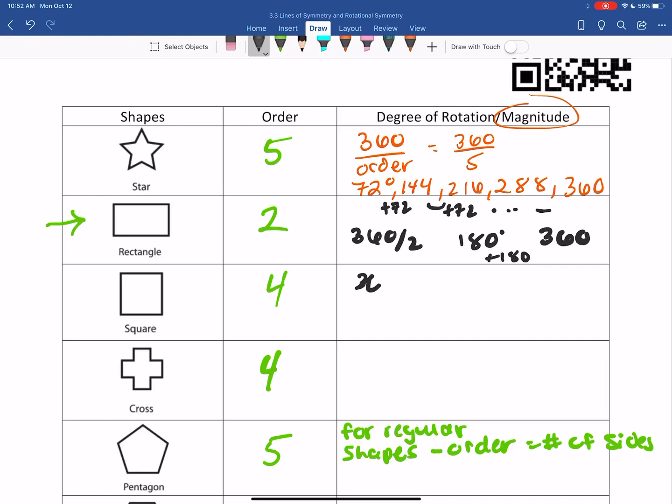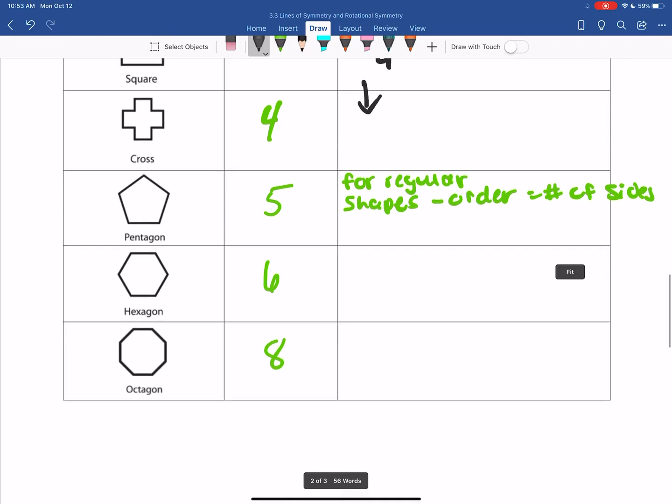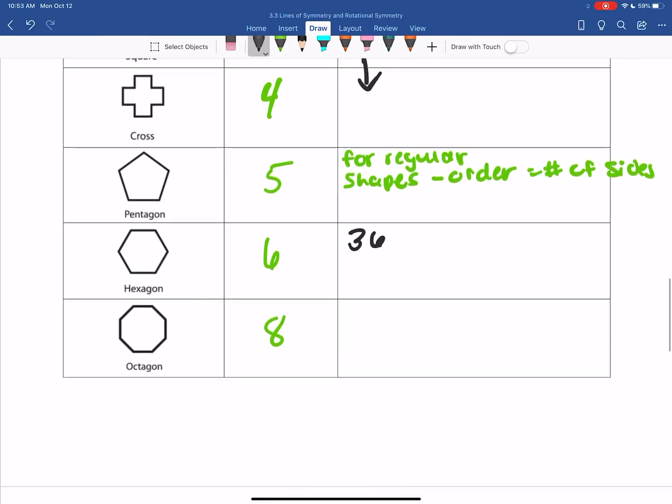Okay, 360 divided by 4, that would be degrees of rotation of 90 degrees, 180, 270, 360. It would be the same for my cross because they have the same order. So different shapes can have the same order, and that means they also would have the same degrees of rotation. Okay, last, 360 divided by 6. So every 60 degrees, you would be able to map the shape back onto itself.